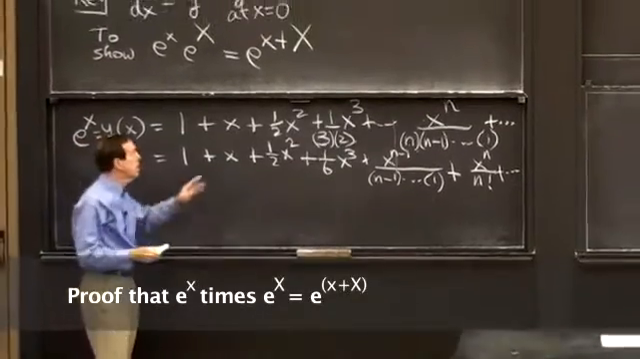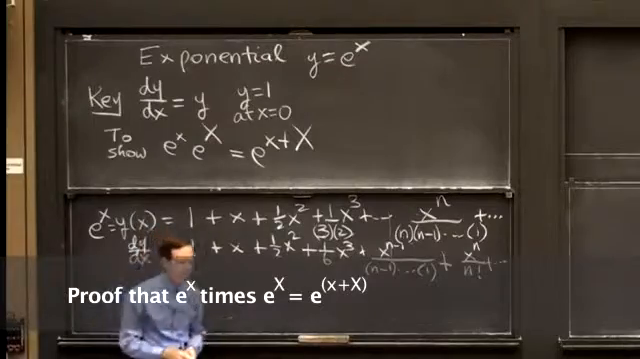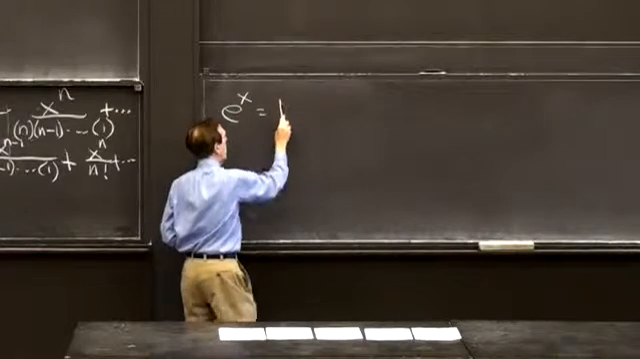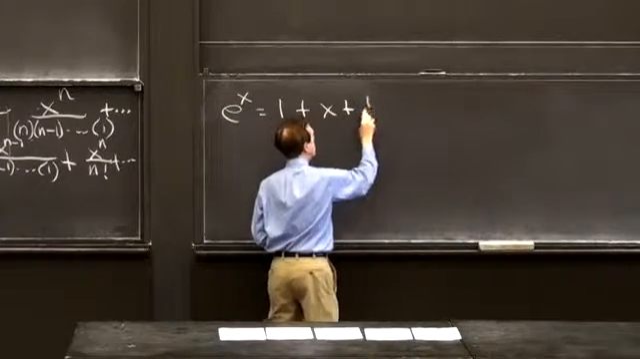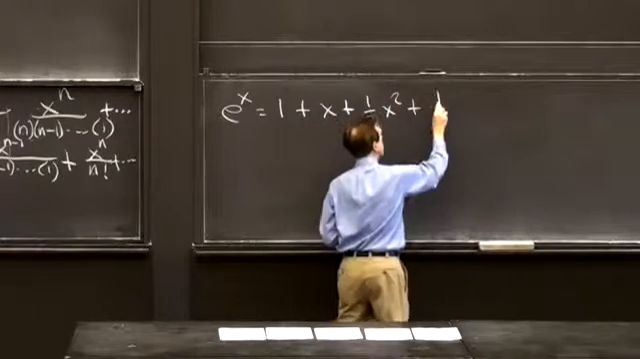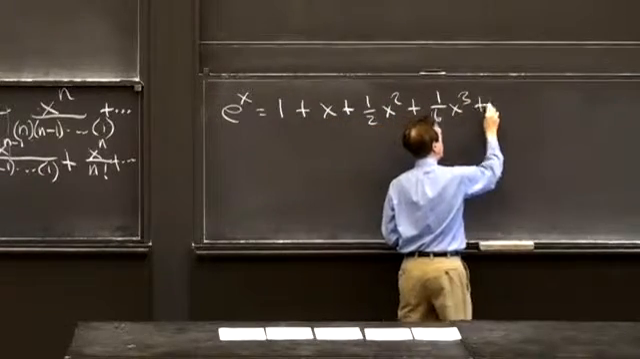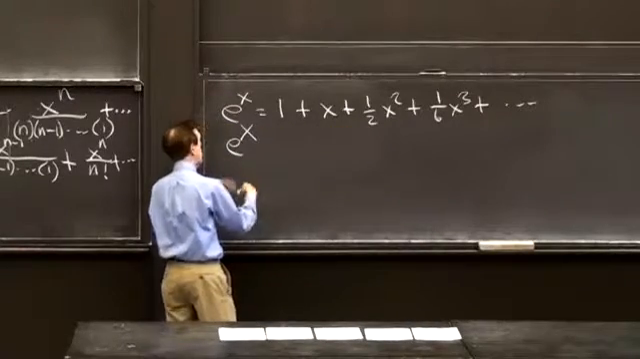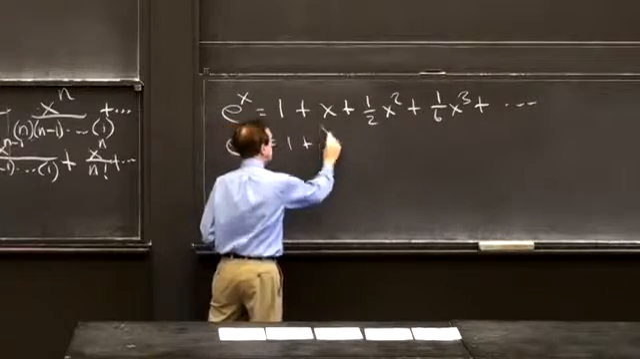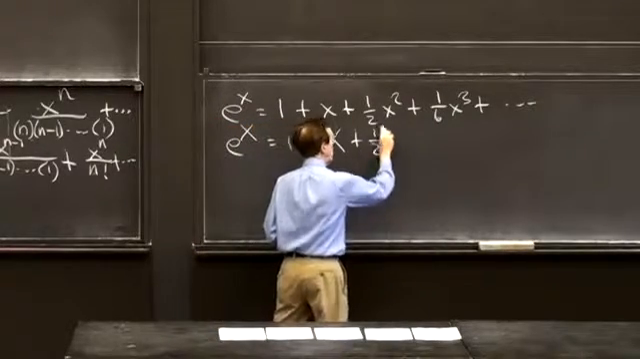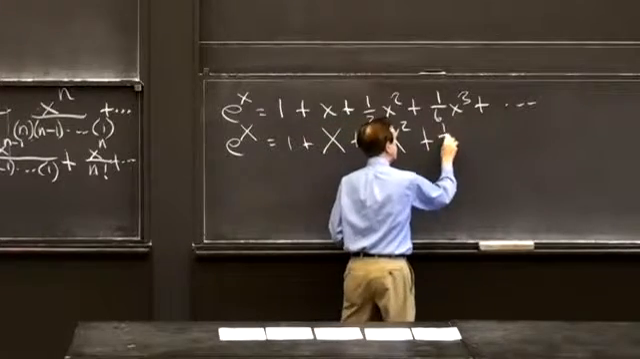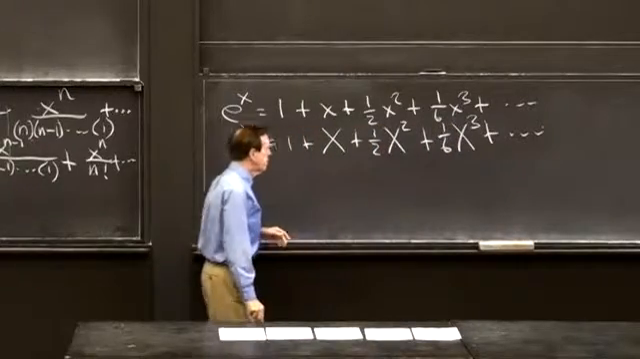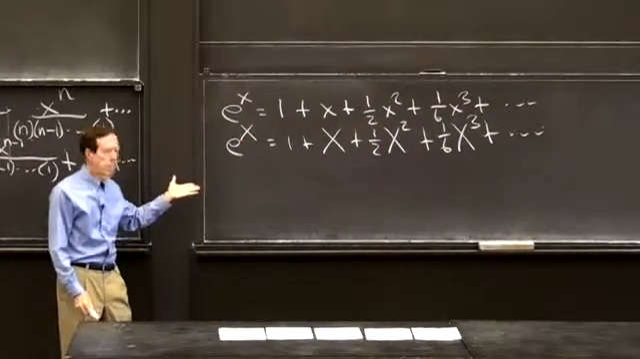So the next step is check. Well, I've got e to the x. And let me write again what it is. 1 plus x plus a half x squared plus 1/6 x cubed, and so on. And then I've got e to any other power, or even the same power. 1 plus, I'll just use capital X for this power, 1/6 of capital X cubed plus so on. And I want to multiply those and see what I get.